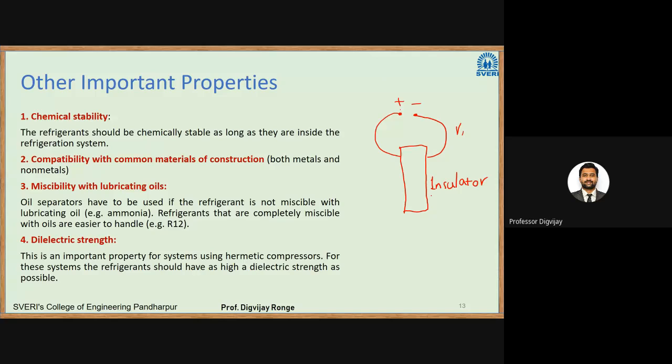This is an important property for systems using a hermetic compressor. For such a system, the refrigerant should have as high a dielectric strength as possible. So this is a very important property. It is used while defining insulators. If I am using an insulator, I should know its dielectric strength, the maximum voltage it can hold, up to which it can retain its insulating properties. Okay. You can note down these properties: chemical stability, compatibility with common materials of construction, miscibility with lubricating oils, and dielectric strength.